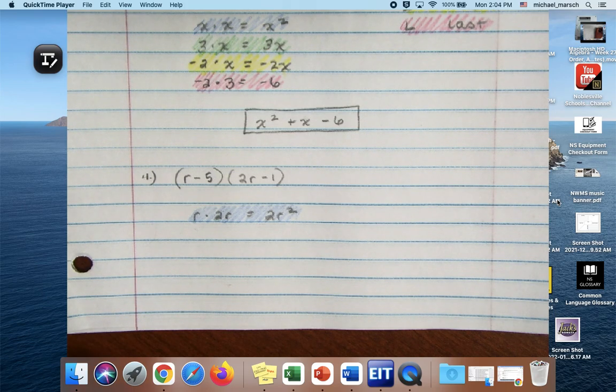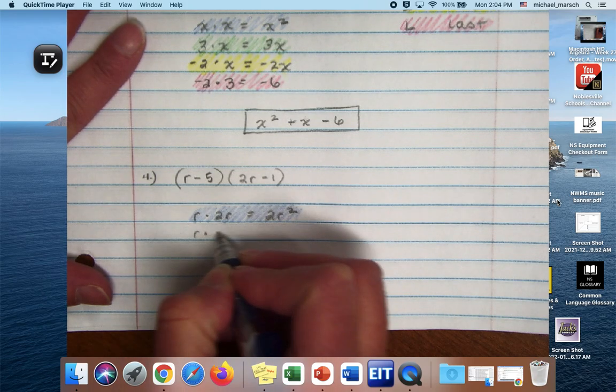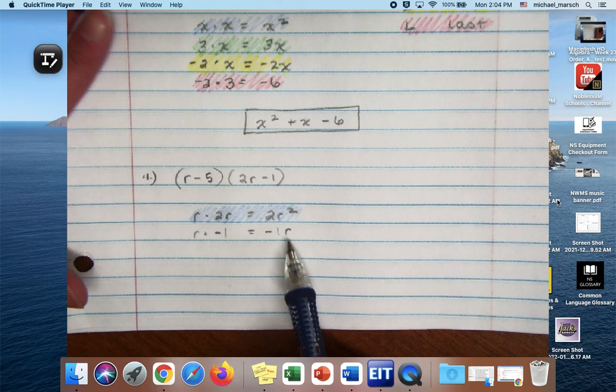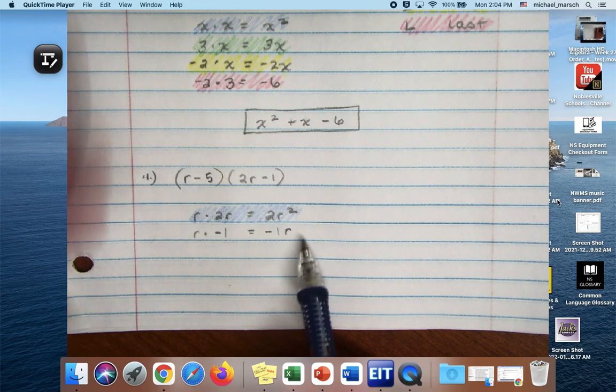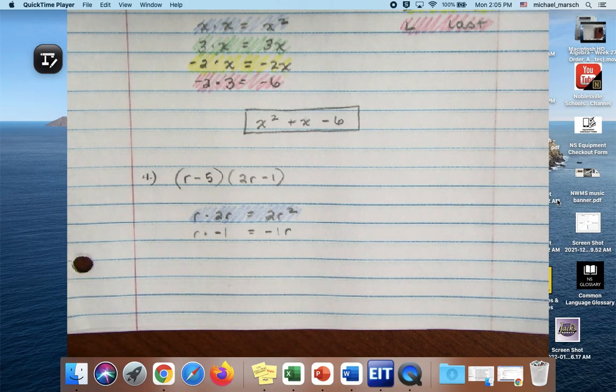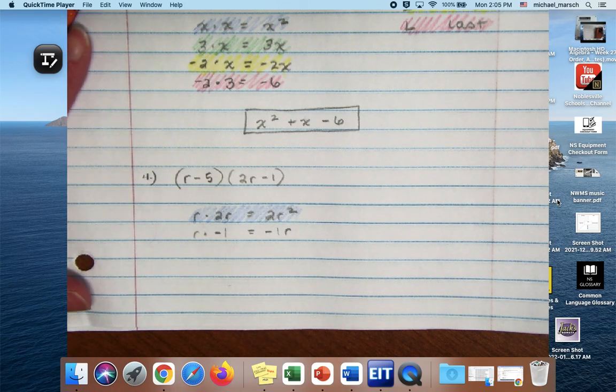What are the outer terms? R and -1. Yep, R times -1 will give me -1R. And I know oftentimes we don't put the 1 there, but for this, since you're going to have to combine those two, you're going to want to put the coefficient there. And that's green.